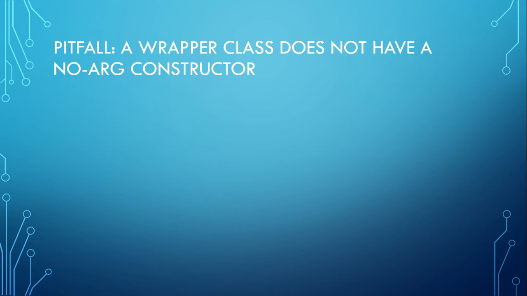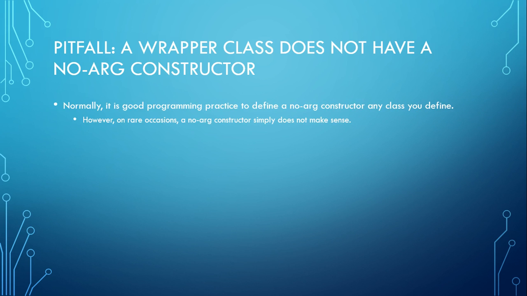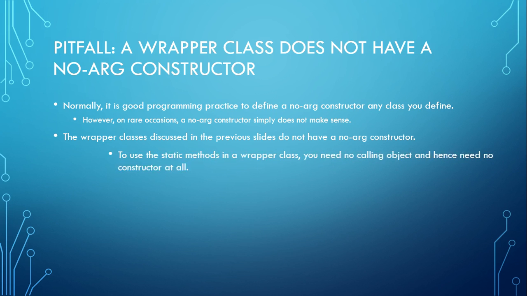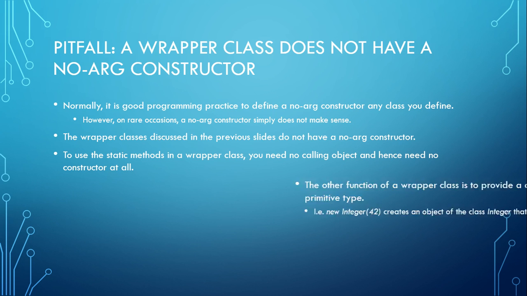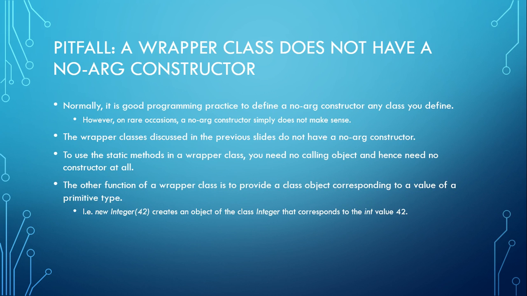Now, a quick pitfall to note: a wrapper class does not have a no-argument constructor. Normally, it is good programming practice to define a no-arg constructor in any class you define. However, there are rare occasions where a no-arg constructor simply does not make any sense. The wrapper classes discussed in the previous slides, like Integer, Double, all those, do not have a no-arg constructor. To use the static methods in a wrapper class, you need no calling object, and hence no need for a constructor at all. The other function of a wrapper class is to provide a class object corresponding to a value of a primitive type.